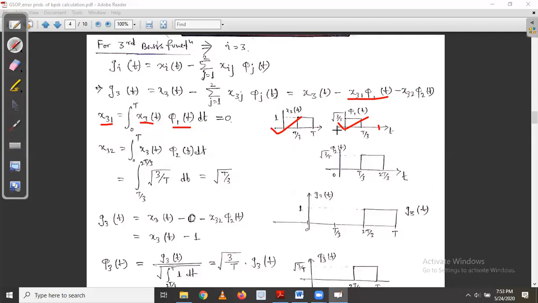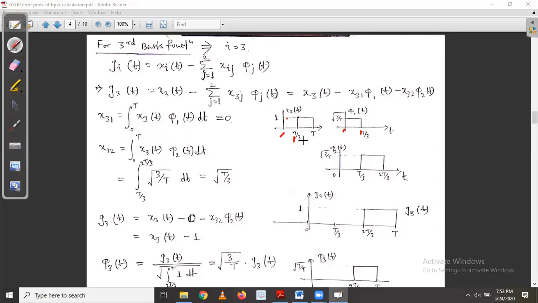0 to t by 3, the amplitude value is 1. In the same range, the other waveform's amplitude is 0. Then 0 to t by 3, the amplitude value is root of 3 by t. If I am multiplying these two, we will have 0.